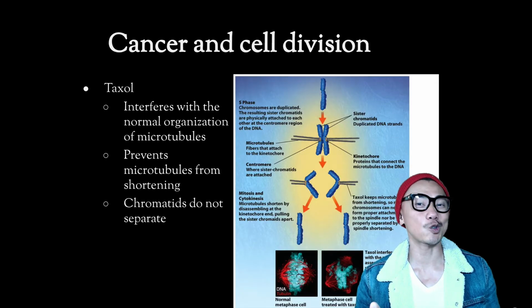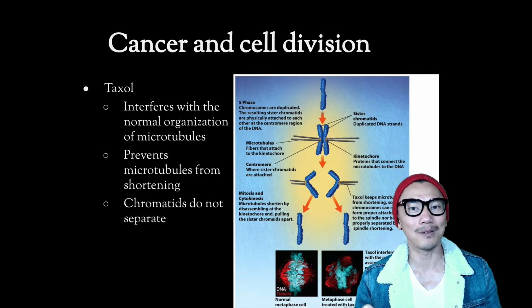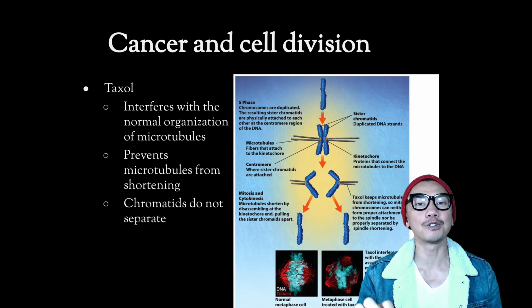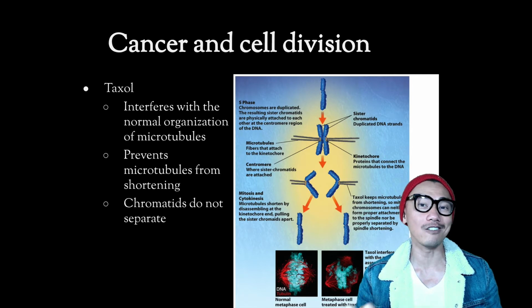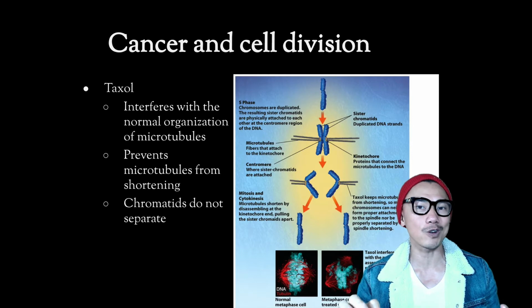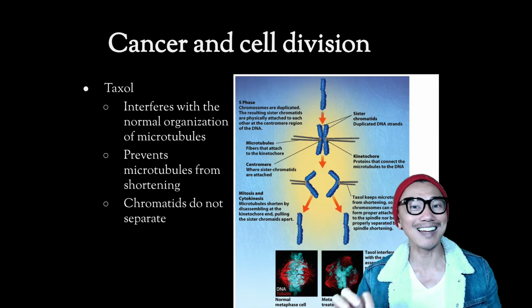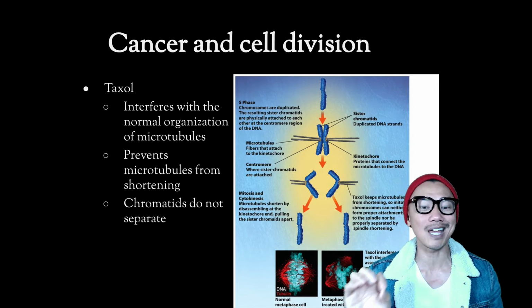The chemical extract in the Pacific yew tree bark was called Taxol. Taxol interferes with the normal organization of microtubules. It prevents microtubules from shortening during anaphase. As a result, chromosomes cannot separate and mitosis cannot finish.